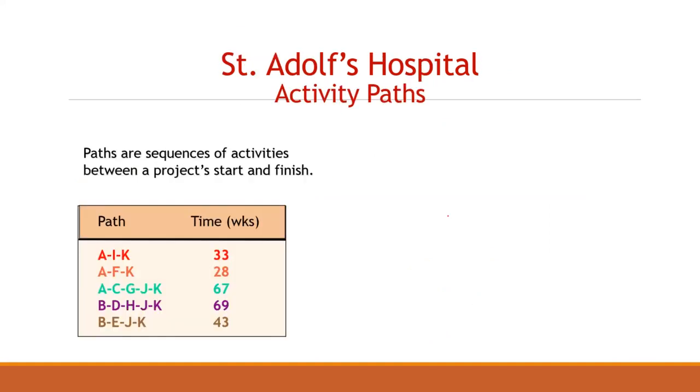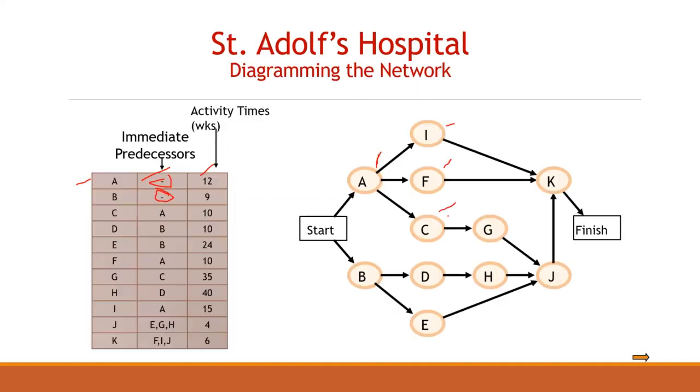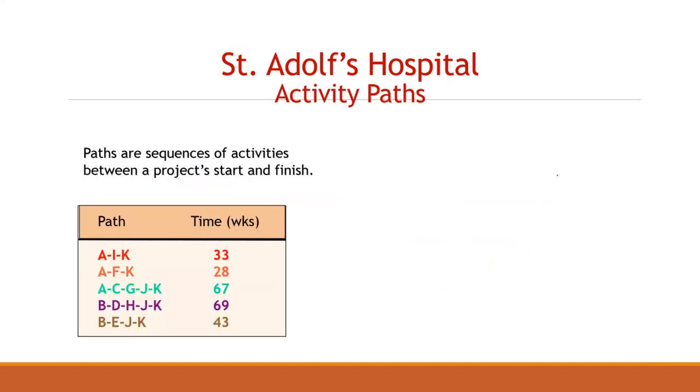The duration is not mentioned here, but the durations are already given: 12, 9, 10, 10, 24 and so on. So what are the paths we can tell? One is A, I, K. Second is A, F, K. Third is A, C, G, J, K. Fourth is B, D, H, J, K. And the last one is B, E, J, and K. These are all the paths. Here AIK is 33 weeks, and AFK is 28 weeks.